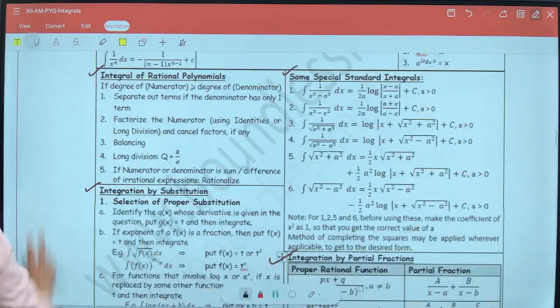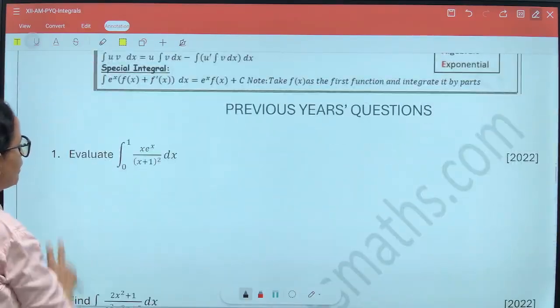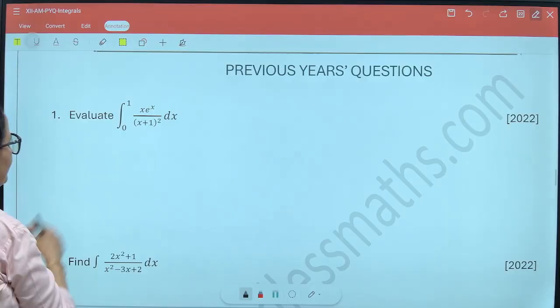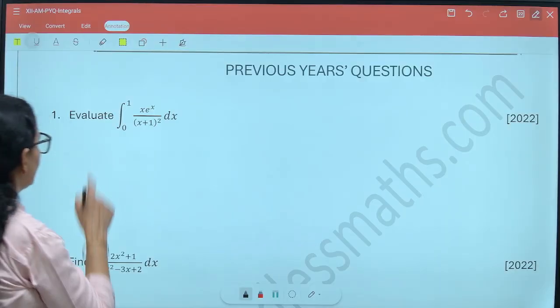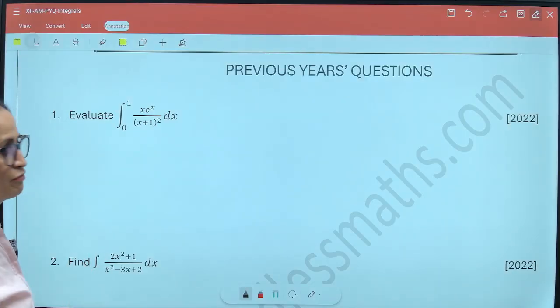So let's get started with the PYQs. The first question is integral of x into e raised to power x upon (x plus 1) whole square, and the limits are 0 to 1. So this is a definite integral question.